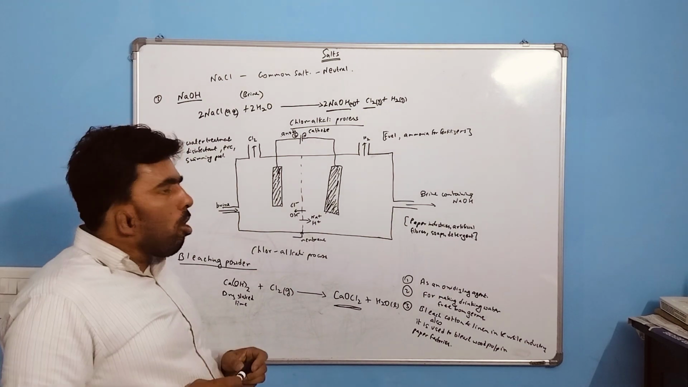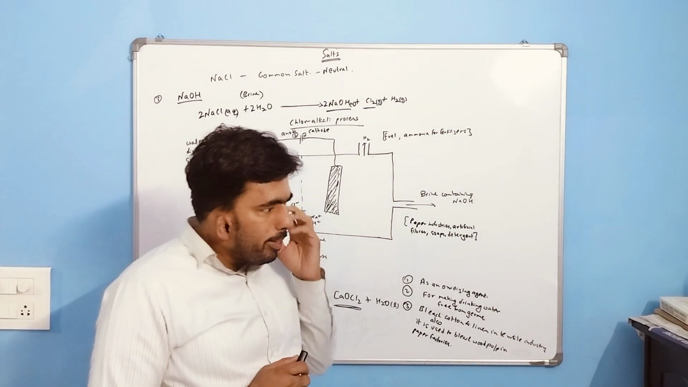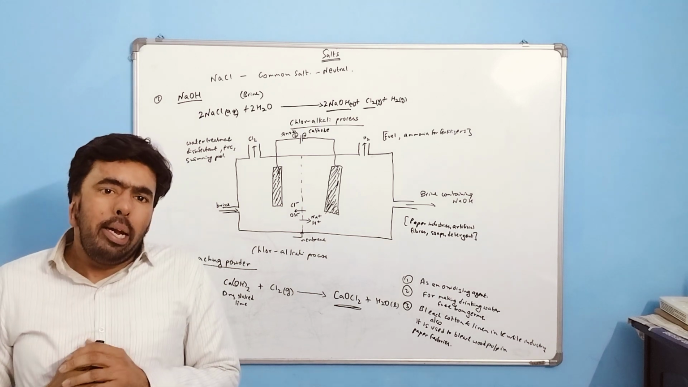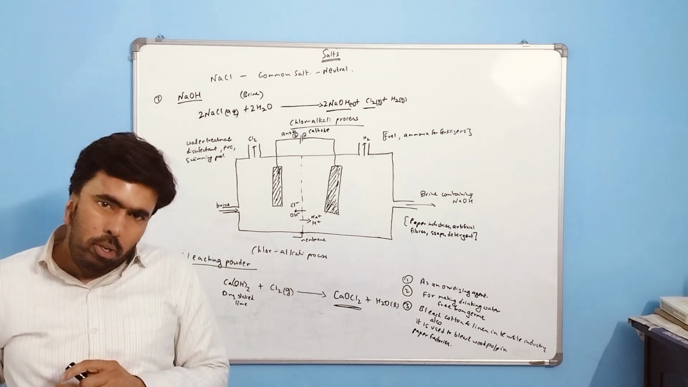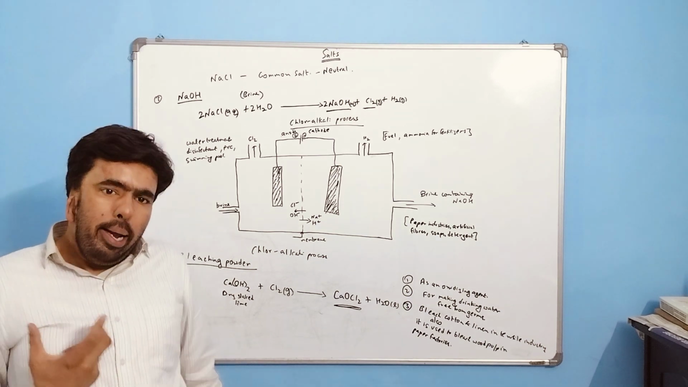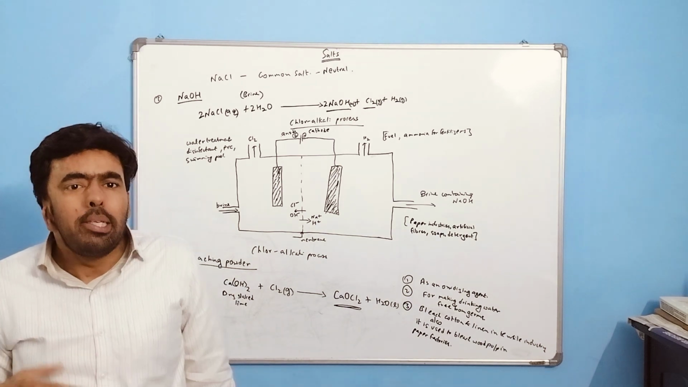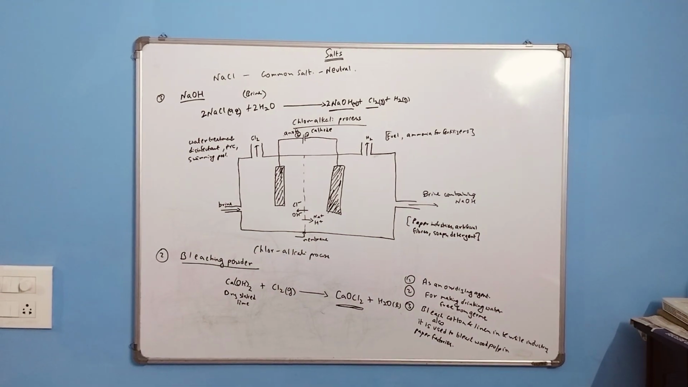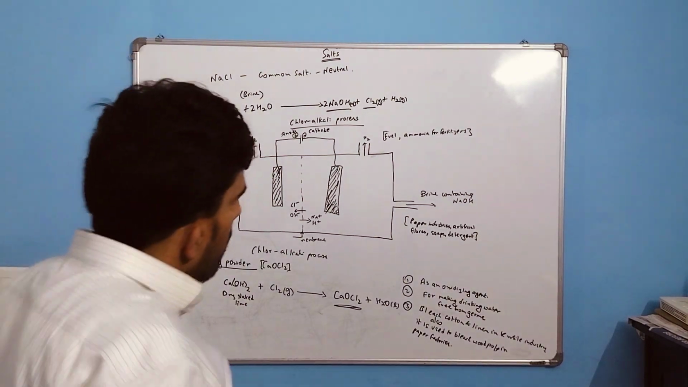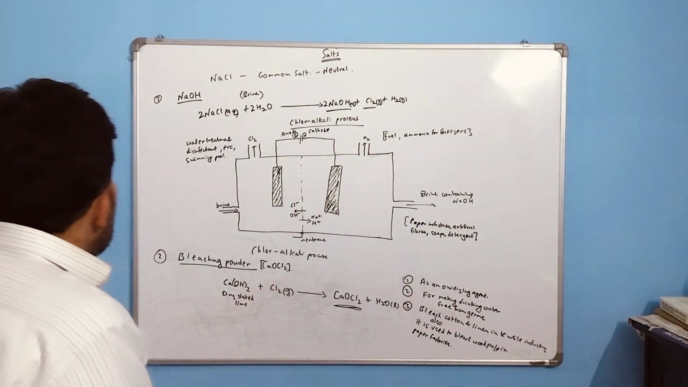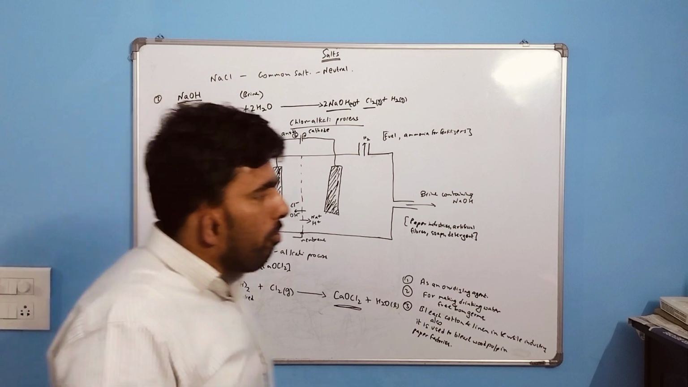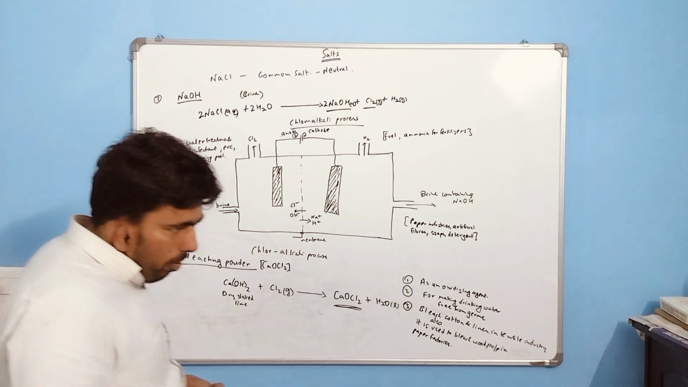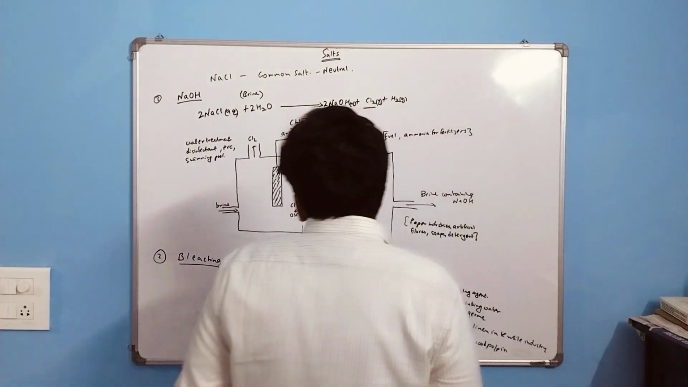Now we'll talk about the third one, and the third one is baking soda, NaHCO3. We'll talk about what NaHCO3 is and why we call it baking soda, its other name. Now we have studied two salts, that is NaOH and bleaching powder. Now we'll talk about the third one, that is baking soda.